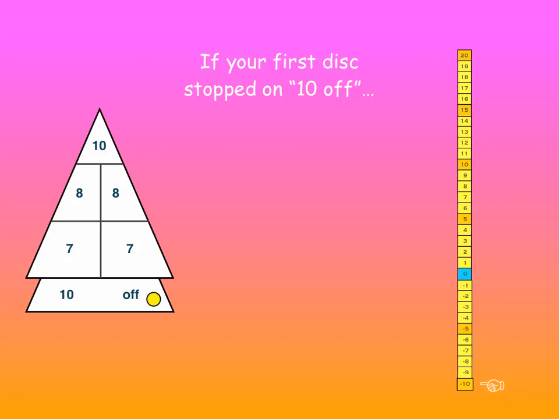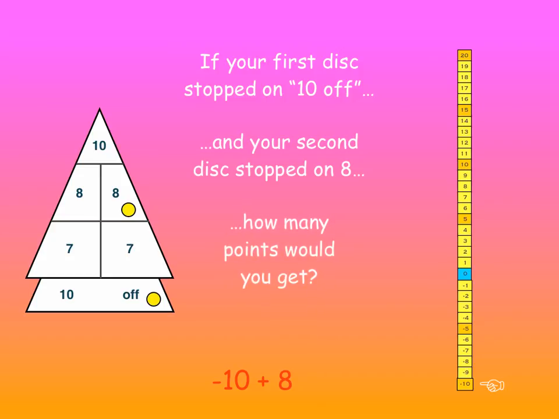Well, what if your first disc stopped on 10 off? So we're pointing over there at the scoreboard at -10. And your second disc stopped on 8. Well, you have to add 8 points. How many points would you get? Well, you start at -10. Now, do you go up or down? Well, it's adding, so we'll go up. How many jumps? 8. 8 jumps. There goes. 1, 2, 3, 4, 5, 6, 7, 8. And you end at -2. So this score would be -2 points.